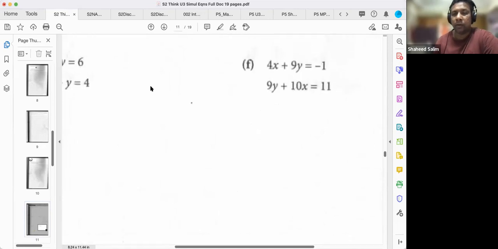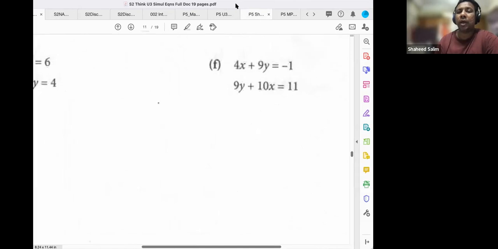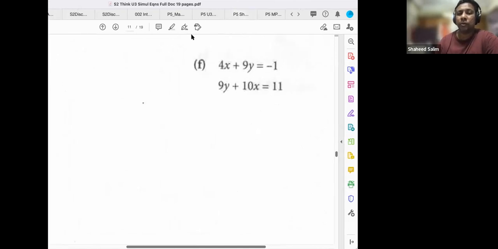Where is it? Down here. Okay, can you see this one? Now imagine you try to do question F first. Do you know how? If not, once you are stuck, then I will teach you the other method. You try question number F.